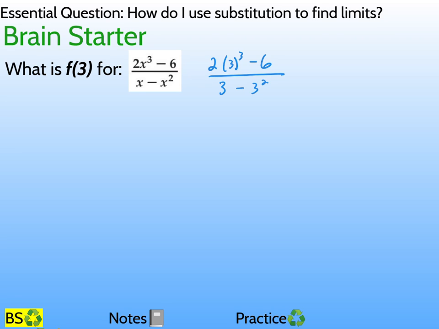Which means 3 cubed is 27. 2 times 27 is 54. Minus 6 all over 3 minus 9. Which, of course, equals 48 over negative 6. Which equals negative 8.